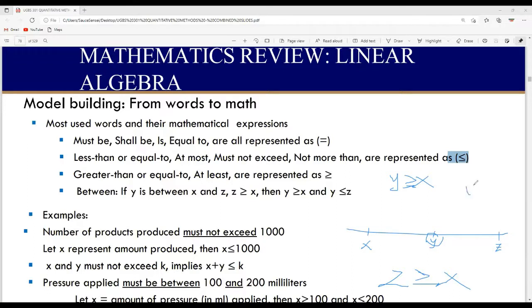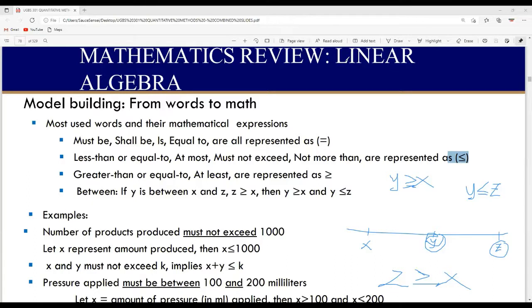And we are also saying that y is less than or equal to what? Z. Of course, y comes before the z here. So if you hear something like, y is between x and z, z is greater than or equal to x, y is greater than or equal to x, y is less than or equal to z. So any question up to this point?